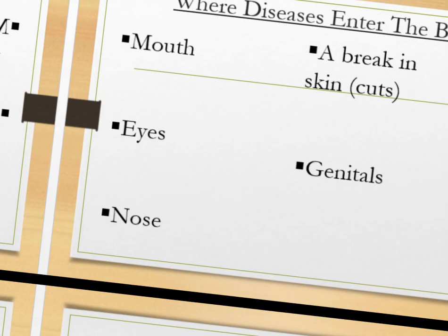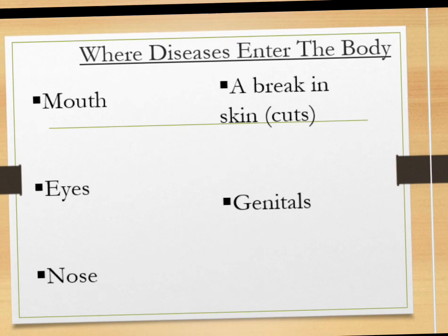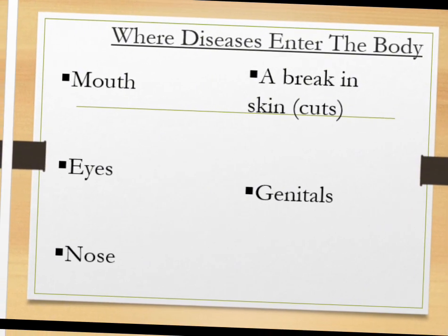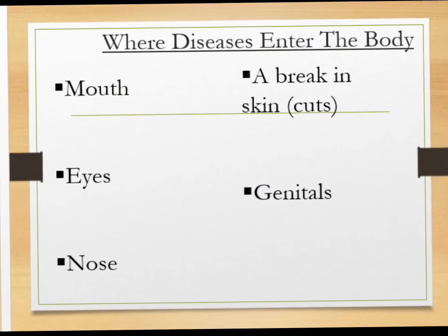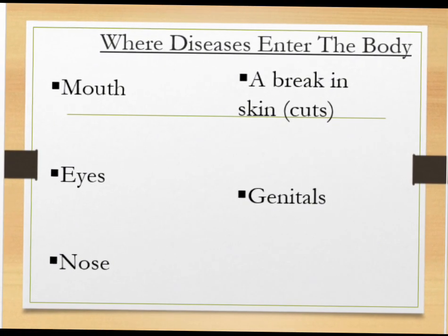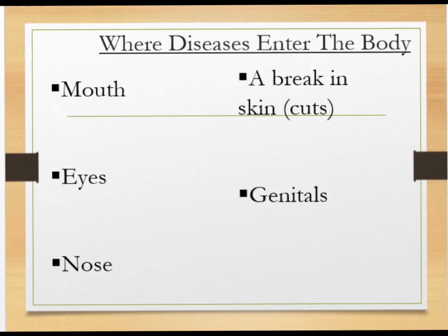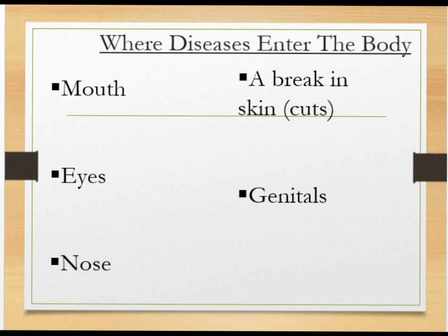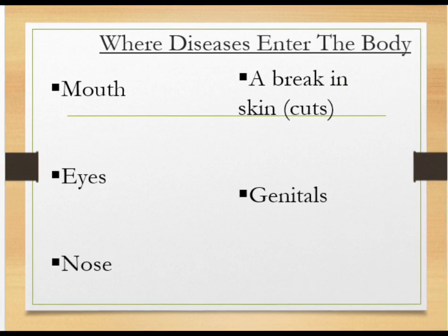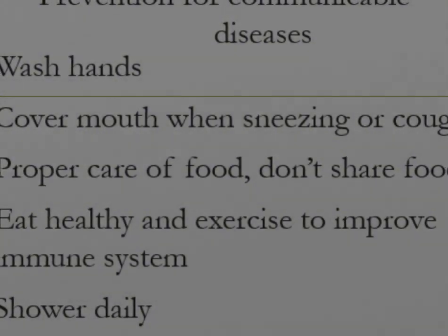We want to look at where disease enters the body. The disease is going to enter the body through the mouth, if you are eating contaminated food or contaminated water. If you have a break in the skin, the disease can enter through that. The disease can enter through your eyes, it can enter through your genitals, and also it can enter through the nose.